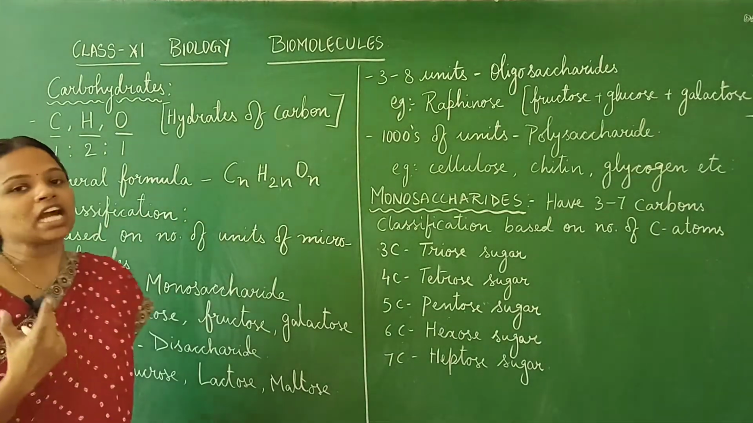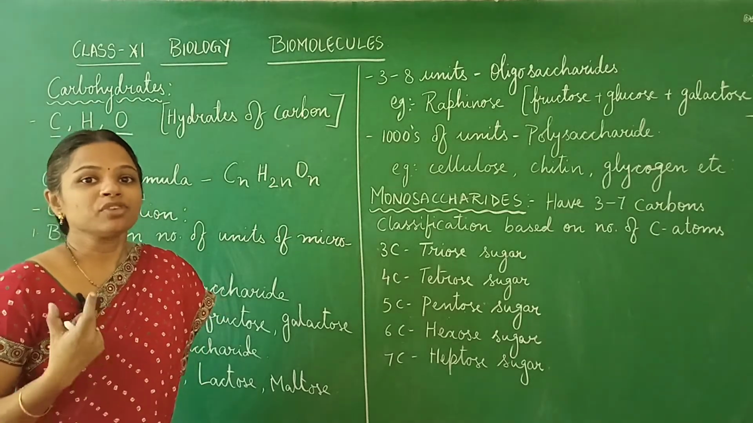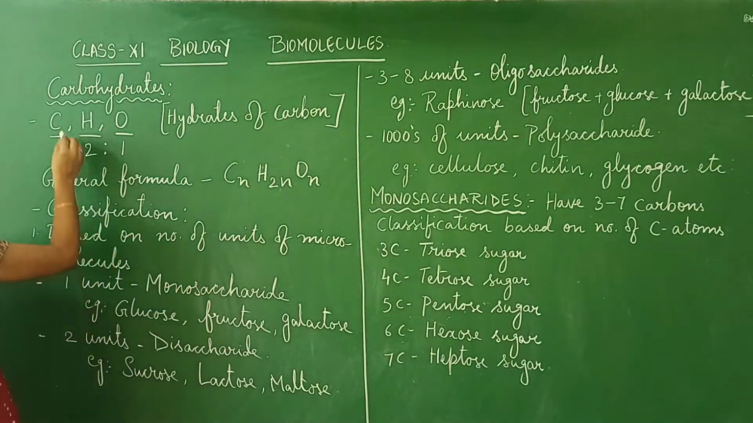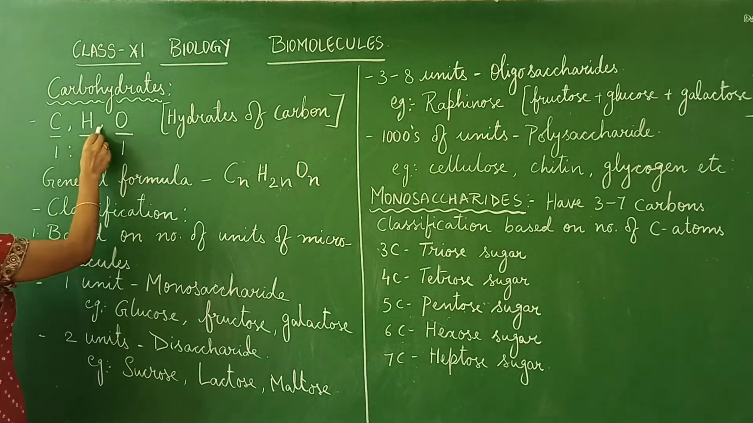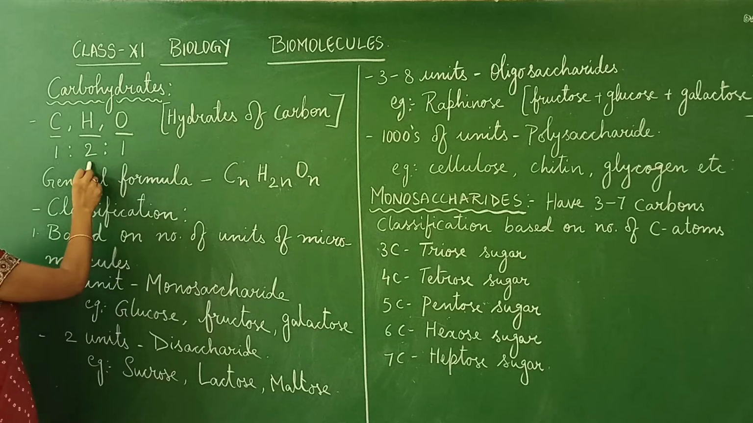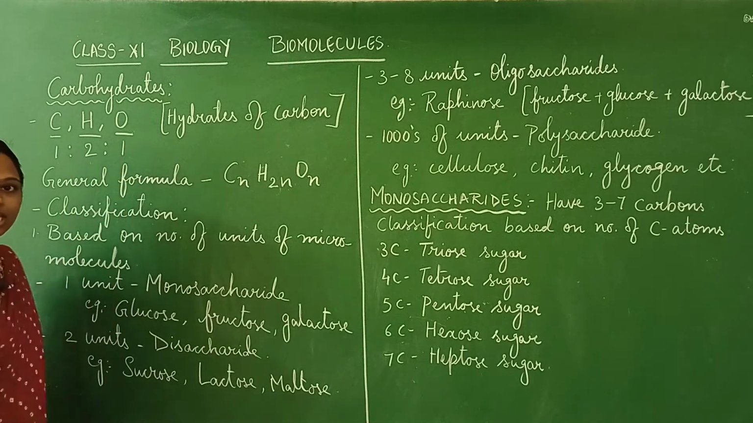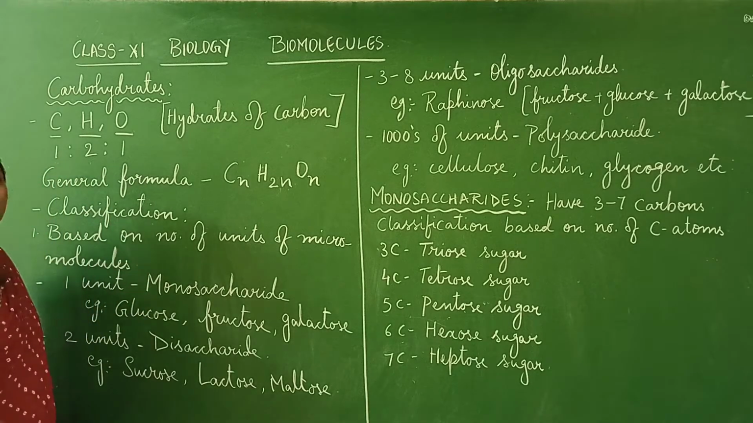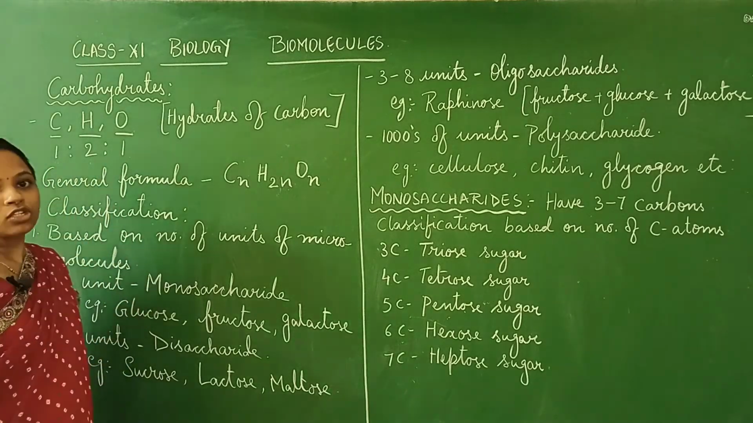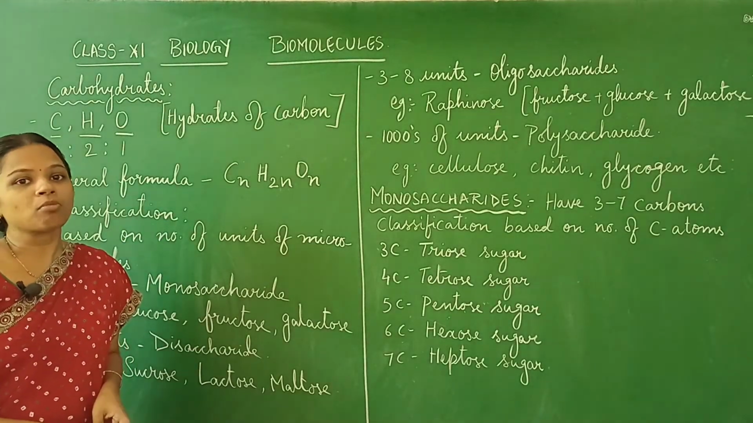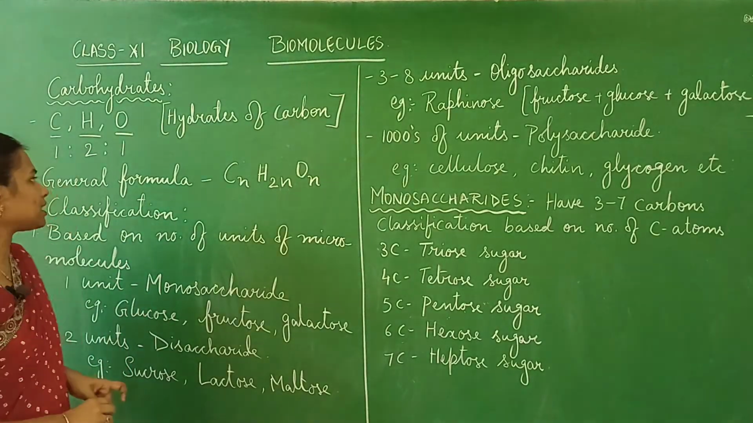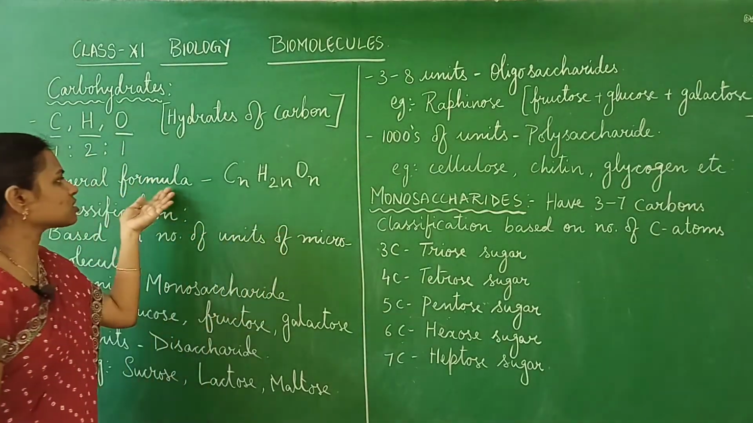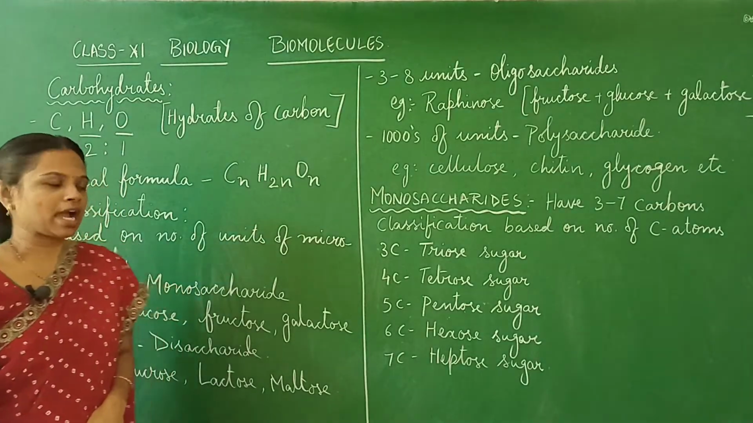Now, if we take any carbohydrate molecule, then we see these three elements in specific ratios. If carbon is one molecule, then hydrogen will be available in two molecules and oxygen will be available in one molecule. So, they are always seen in the ratio 1:2:1. Based on this, we can write the general formula of carbohydrates, that is CnH2nOn. So, this is the general formula of carbohydrates.